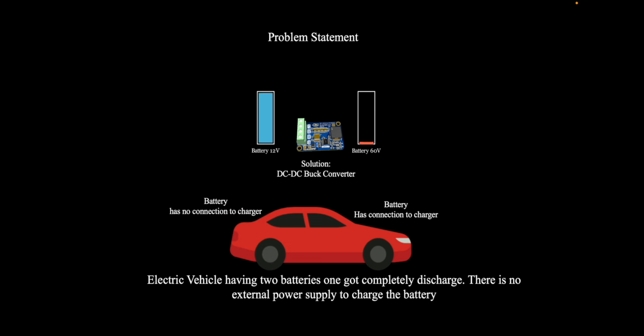One possibility is that you can charge the 12 volt battery with the help of the 60 volt battery, which is the traction battery that you have. To do that, you will have to implement a buck converter. Using a buck converter, you can convert this 60 volt to 12 volt. So let's see how a buck converter is designed and how it is being used. What are the control parameters that we can use to control this buck converter?